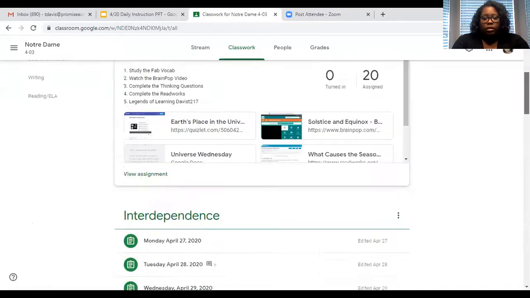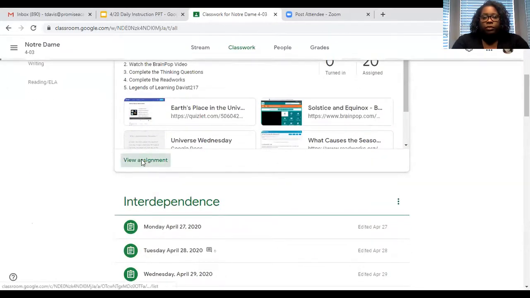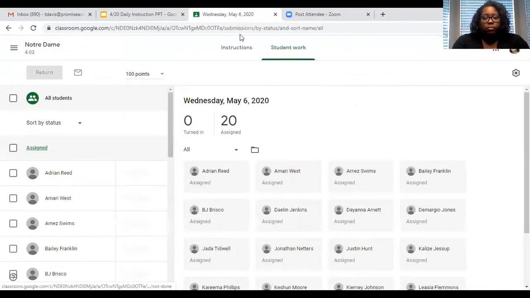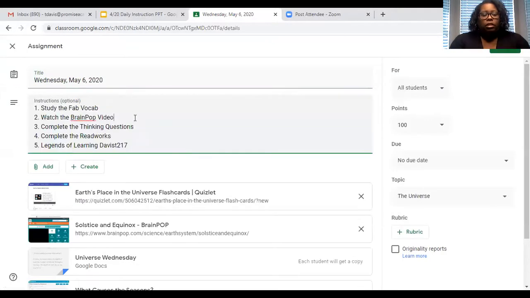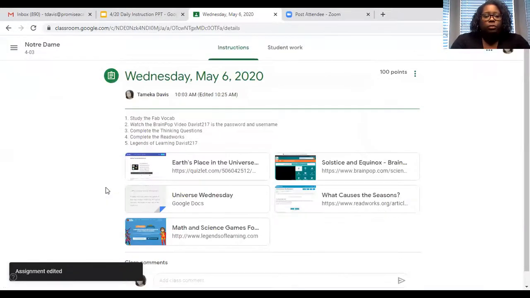Click on today's date. We're going to view the assignment. Go to the instructions if you're not taken directly to the instructions. One thing I do want to put in the instructions, the BrainPop password and username is Davis T. Awesome. All right, so first we always start our lesson out with studying our fab vocab.